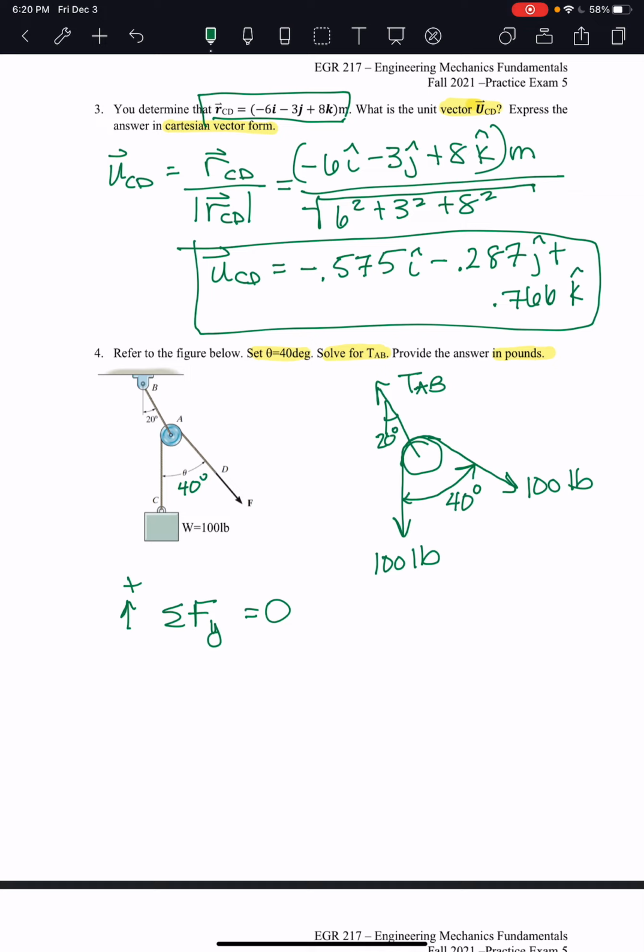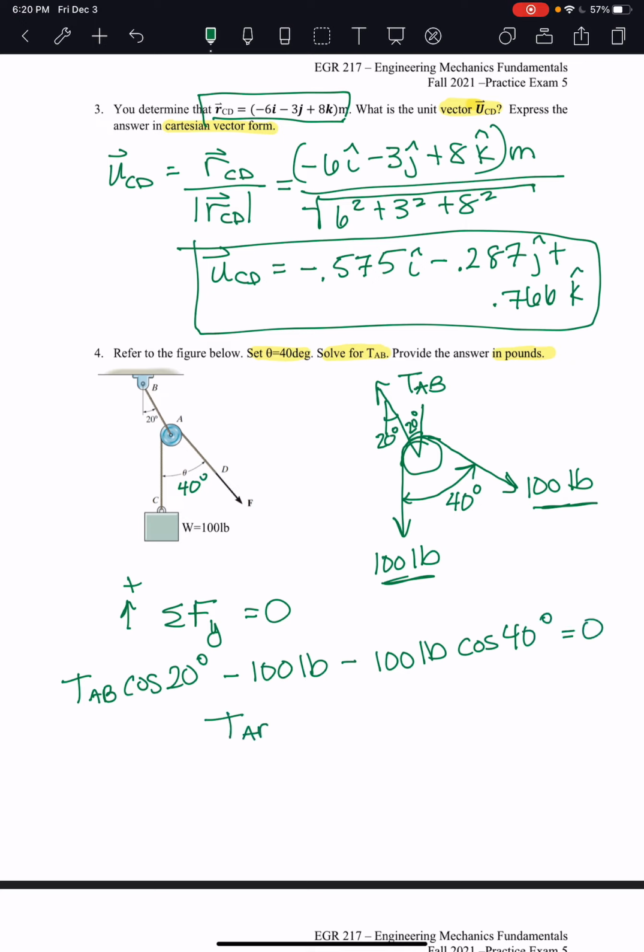So we get the sum of forces in Y would be, let's see, this is 20 degrees right there, so it'd be TAB cosine of 20 degrees. And that's in the positive Y direction. And then minus 100 pounds. The 100 pounds was this one first, and then the second one was 100 pounds times that cosine of 40 degrees equals 0.